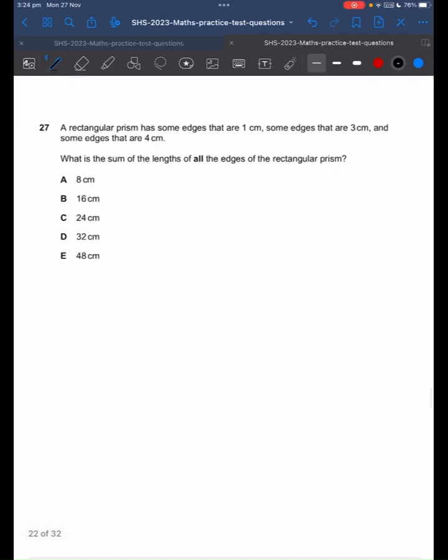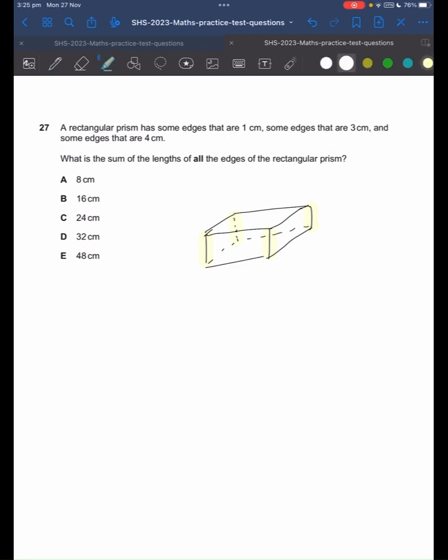For this question, let's draw it out. So if we draw out a rectangular prism, this is a horrible rectangular prism, but bear with me. We can say that these, I'll draw some extra lines as well. These lines are all equal. And these lines will be all equal. And these lines and the one back here will be all equal.